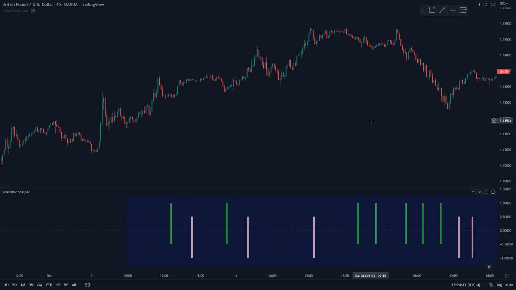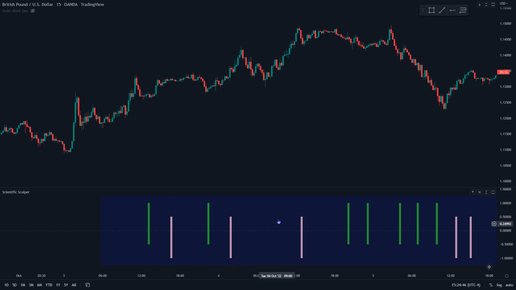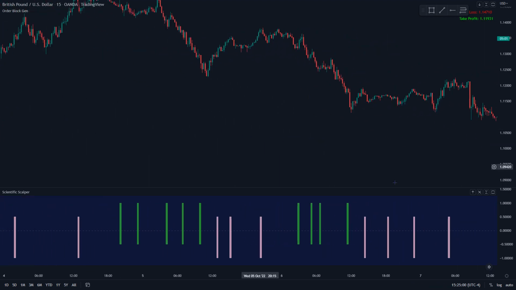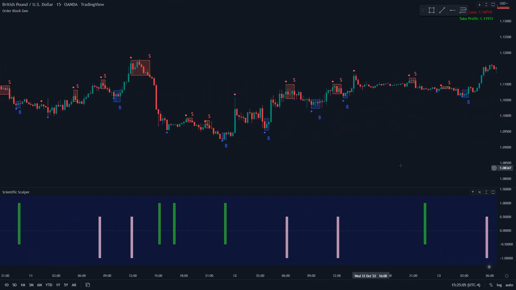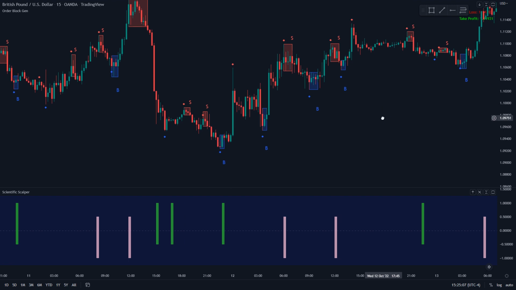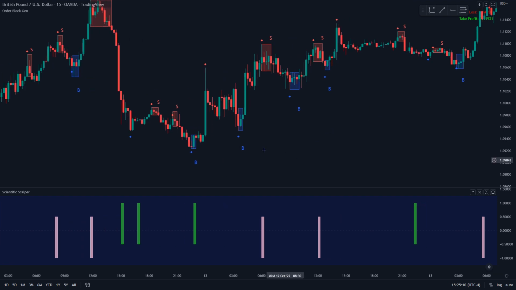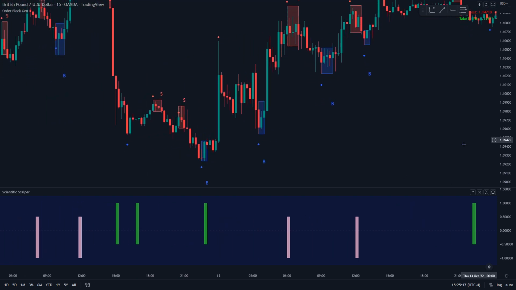Obviously, like I said, when it's blue, we're now filtering out the sell signals and only looking for buy signals. But one of the best confirmations to also have on your chart without cluttering it too much is our order block Gen indicator. And here's the price action I wanted to go over. This is another way to filter out even more trades, even more high probability trades.